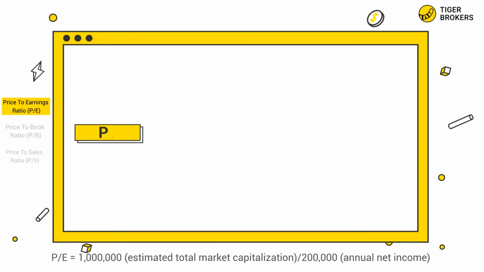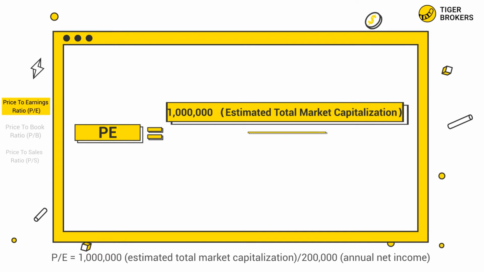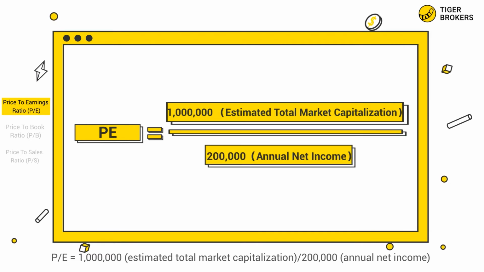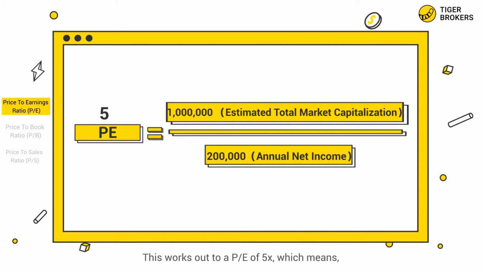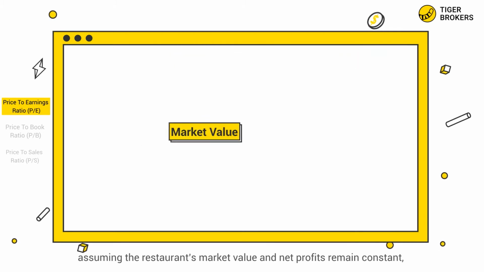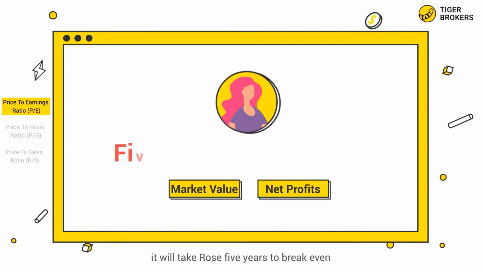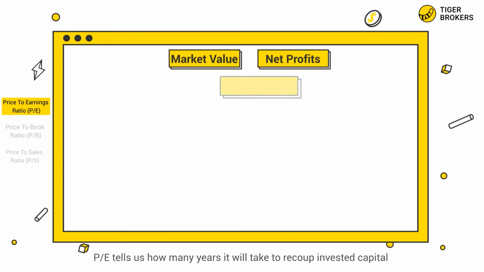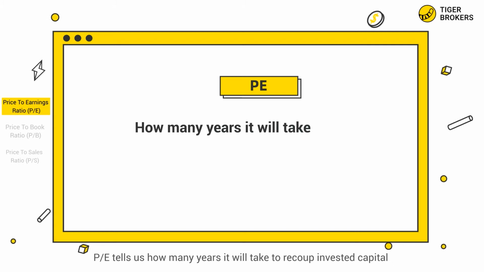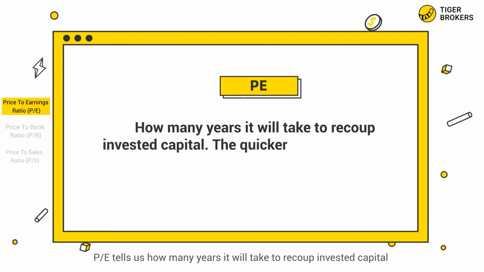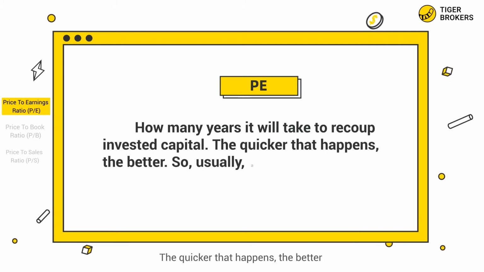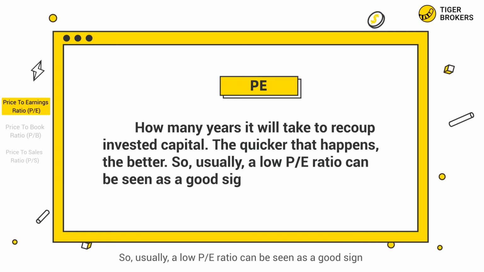So for Rose, PE equals 1 million divided by 200,000. This works out to a PE of 5 times, which means assuming the restaurant's market value and net profits remain constant, it would take Rose 5 years to break even. PE tells us how many years it would take to recoup invested capital. The quicker that happens, the better. So usually, a low PE ratio can be seen as a good sign.